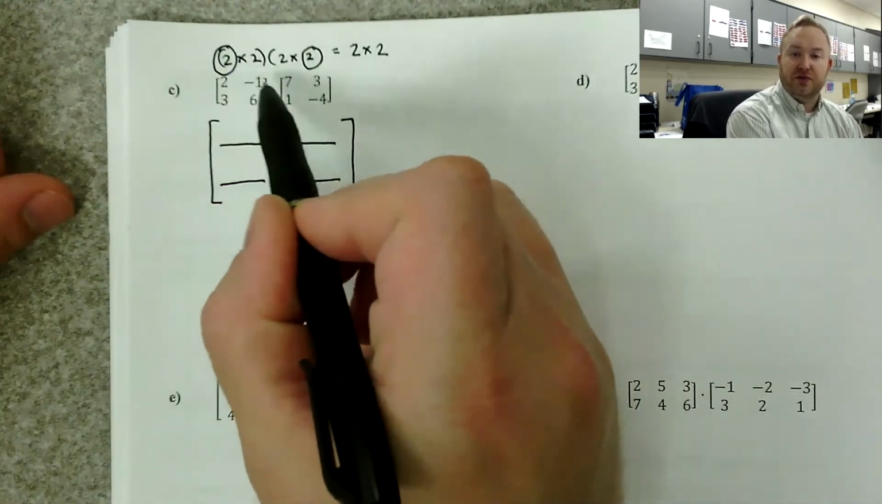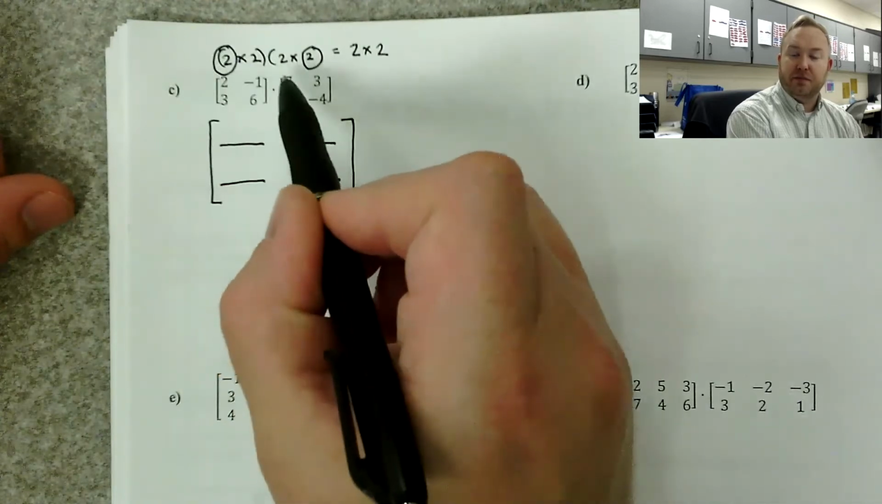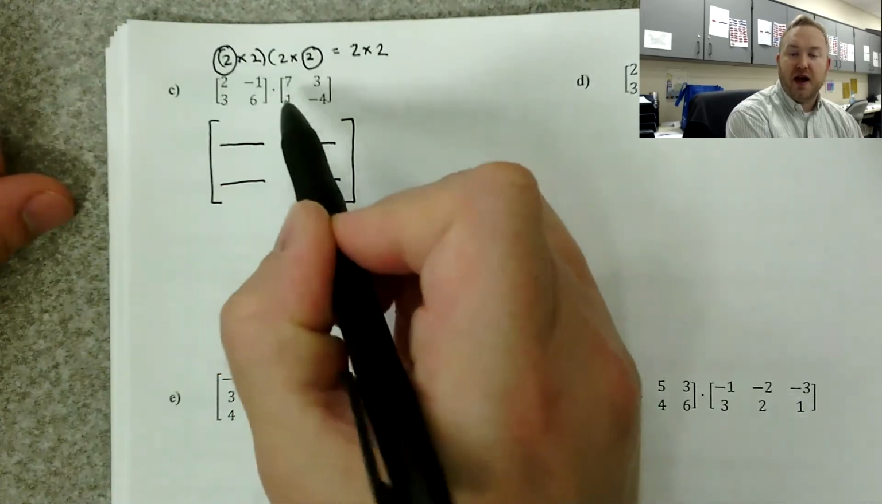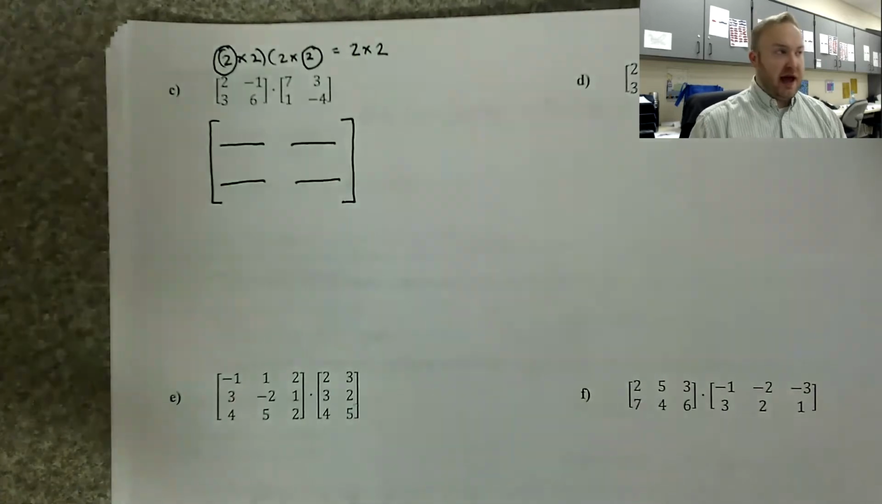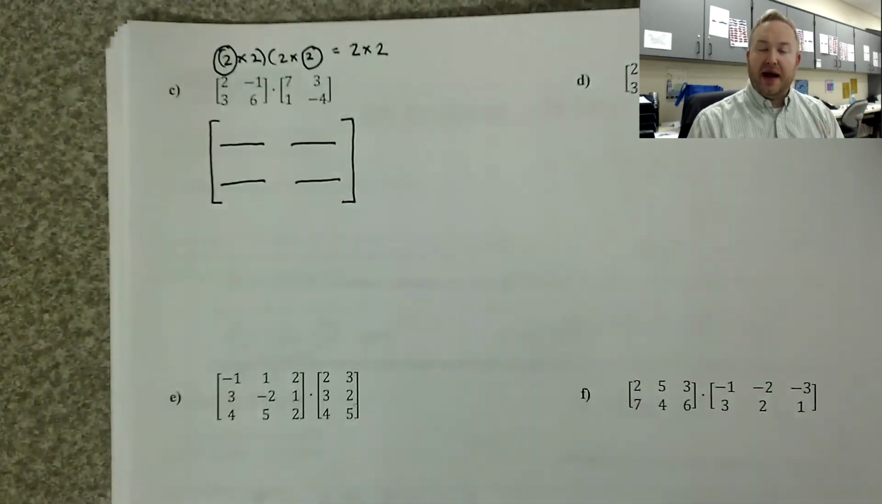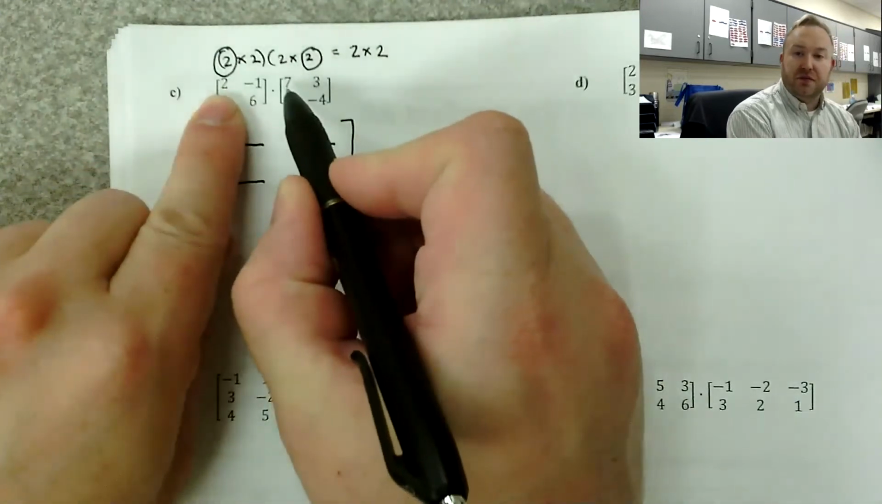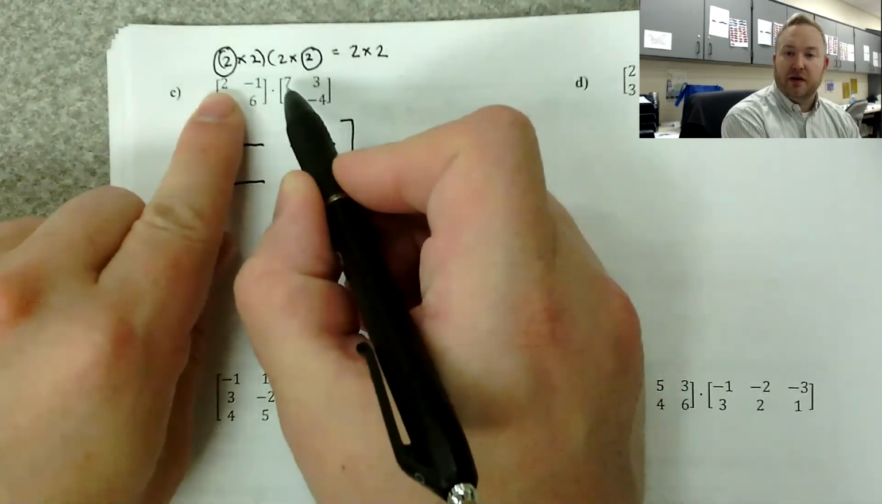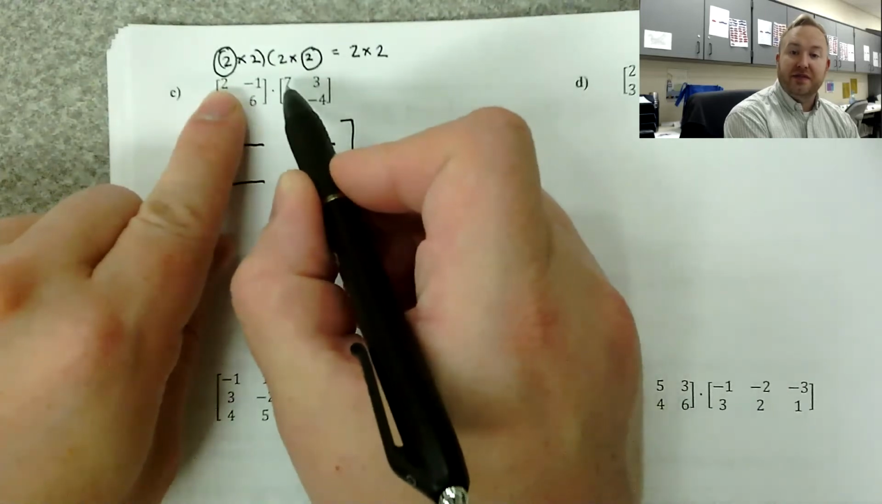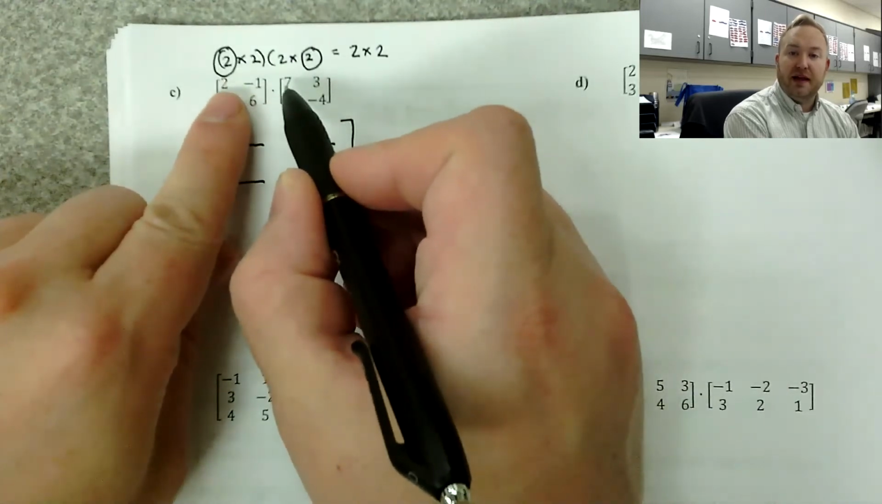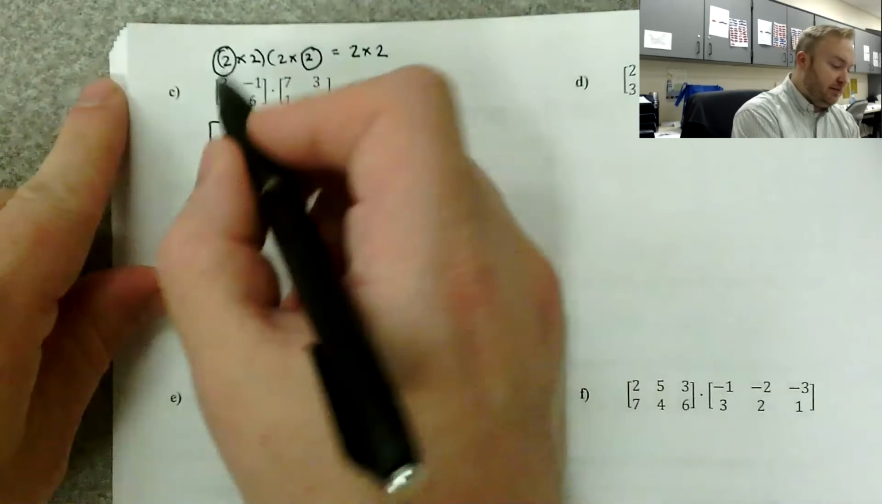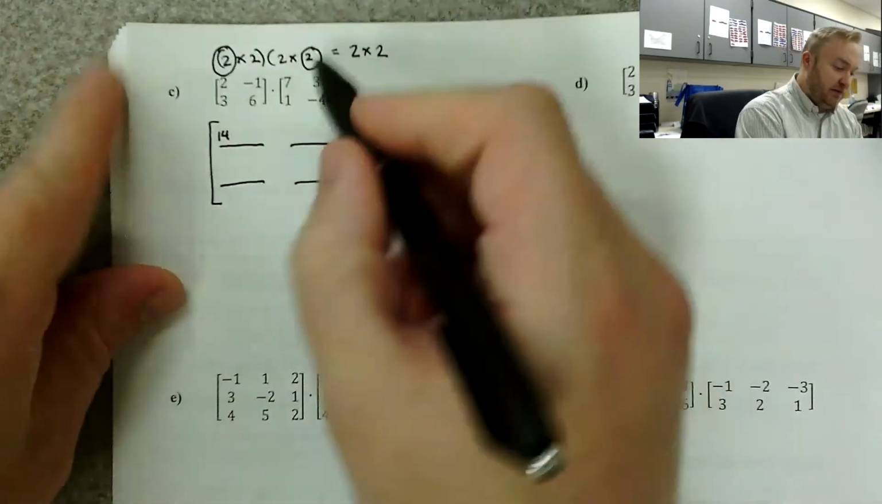So I'm going to do the first row multiplied by the first column. Now you might be asking yourself, how am I going to multiply a row by a column? Let me show you how that works. We're going to start with the first number in the row and the first number in the column. It's the 2 and the 7, and I'm going to multiply those numbers together. So 2 times 7, that's 14.